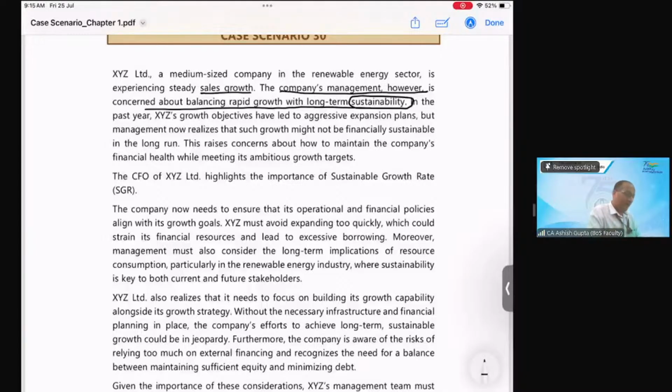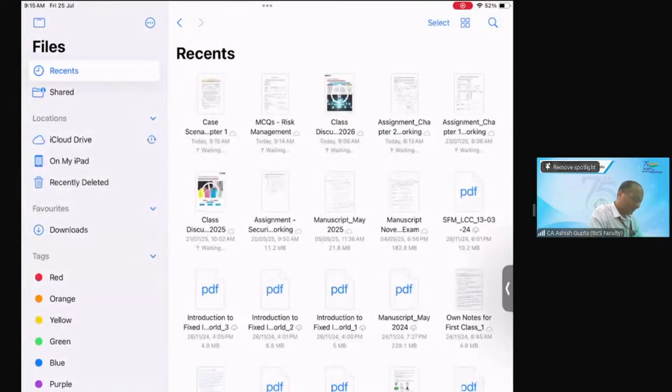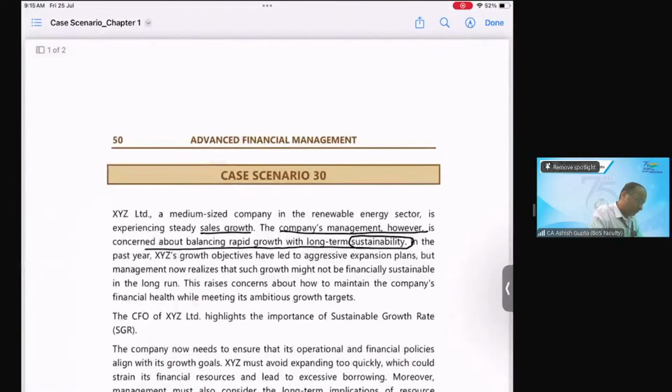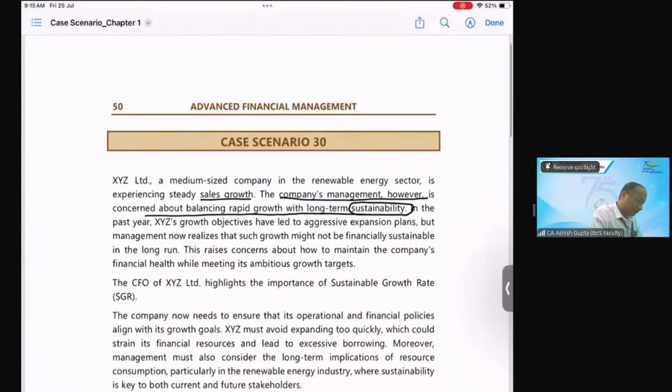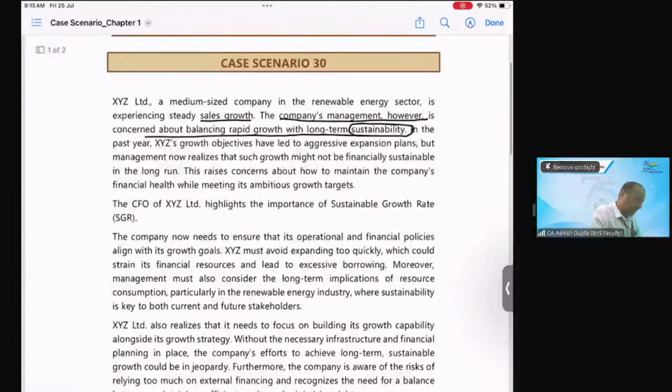Okay, when the word sustainability comes in the question, it means we have to look carefully. So here is a hint: the word growth is there, and sustainability is somewhere nearby.